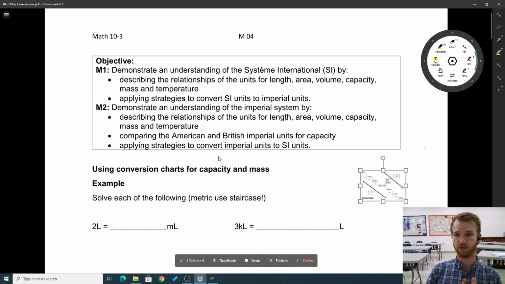Okay, so before we were talking about length, so how you're measuring how long something is, right? You're talking about feet and inches or miles. And then in metric, you're talking about meters, kilometers, millimeters, things like that.